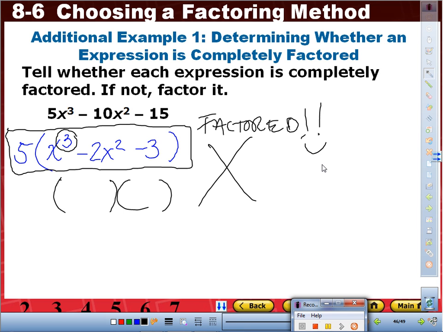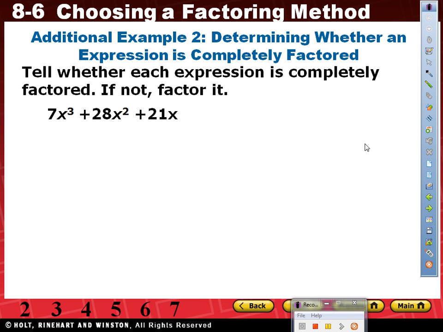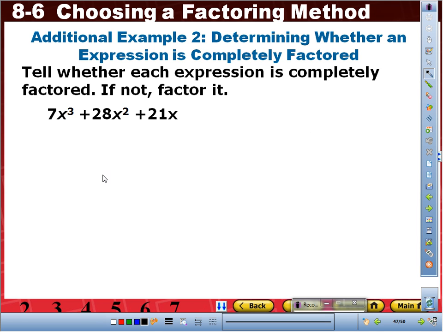Okay, let's copy this next one, example number 2. For this next one, you don't have to copy the text, just copy the polynomial. Copy this: 7x cubed plus 28x squared plus 21x. 7x cubed plus 28x squared plus 21x. Let's do this one together. Here we go.